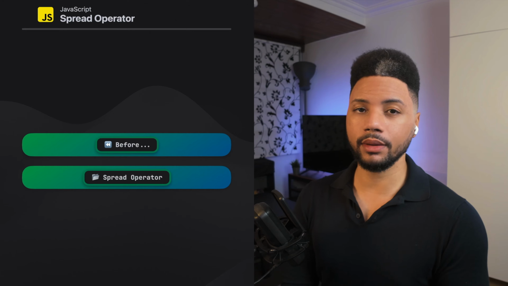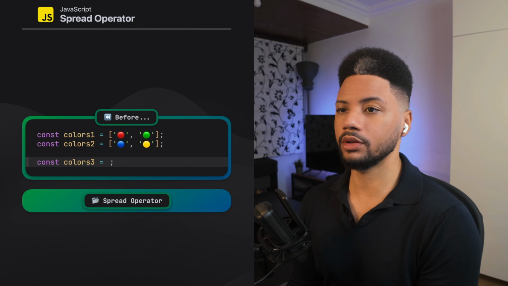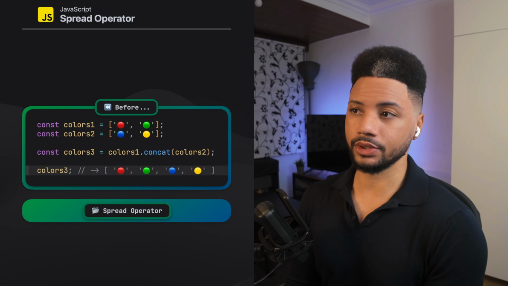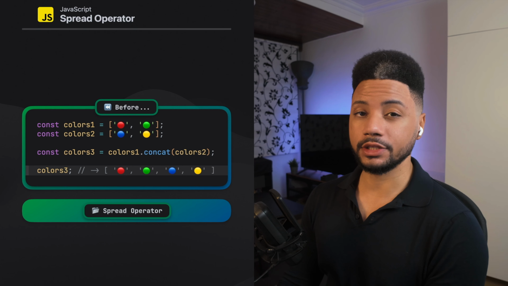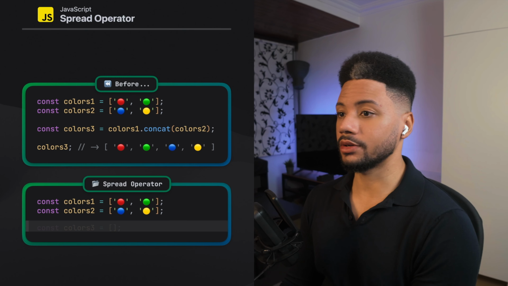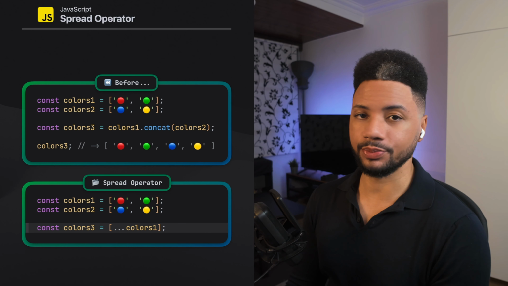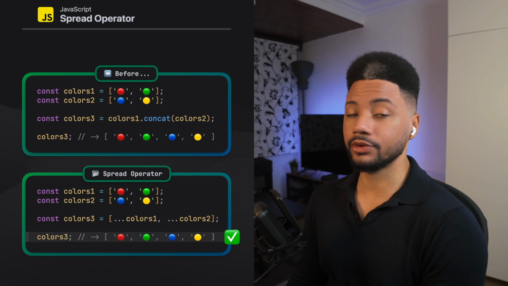Now let's see how we can merge two arrays into one. Without the spread operator, we will call colors1.concat and pass colors2, and this is going to result in both values placed together in a single array. Now with the spread operator, we can just set colors3 equal to an array, and within that array pass ...colors1 and ...colors2, which is going to give us the same result as before.